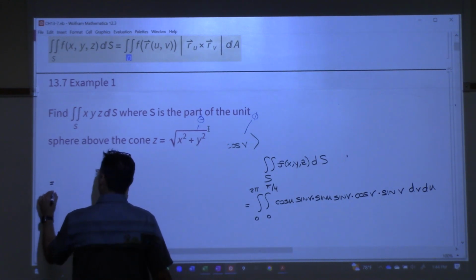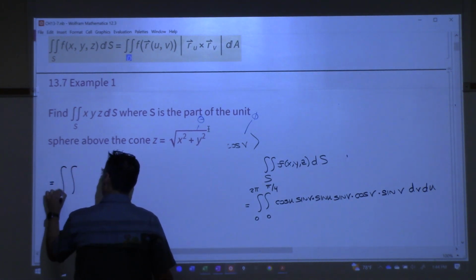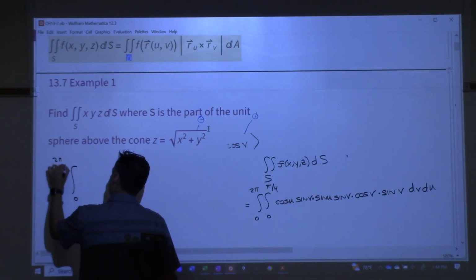So that becomes, I'm just going to clean it up a little bit, 0 to 2 pi, 0 to pi over 4.